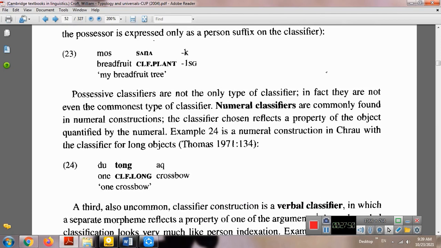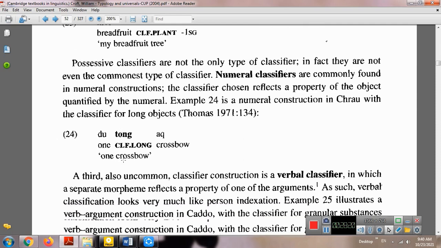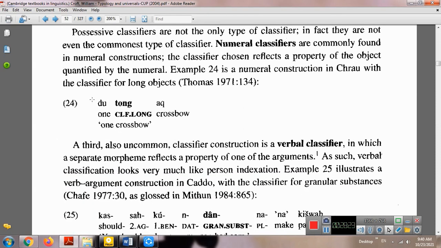Possessive classifiers are not the only type of classifier. In fact, they are not even the commonest type of classifier. Numeral classifiers are commonly found in numeral constructions. The classifier chosen reflects a property of the object quantified by the numeral. Example 24 is a numeral construction in Thai with the classifier for long objects.